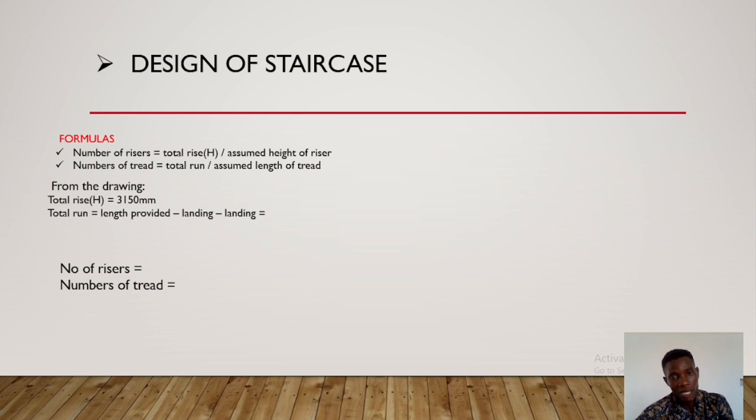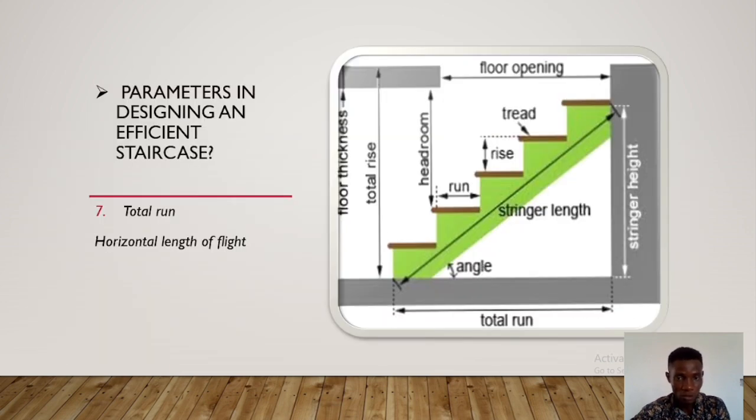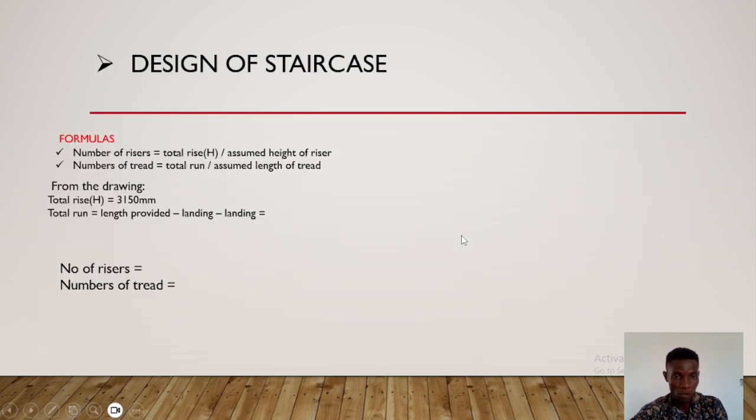Whenever you are assuming something, you make sure you start from 150 mm to 180 mm, because I've said the convenient riser is between 150 mm and 180 mm. Now the number of threads is the total run. Total run, that's when you remove your landing, the remaining space that the thread is going to take is the total run. I mean something like this: this part is the landing, and the area the thread is going to take is the total run. Hope you get it now.